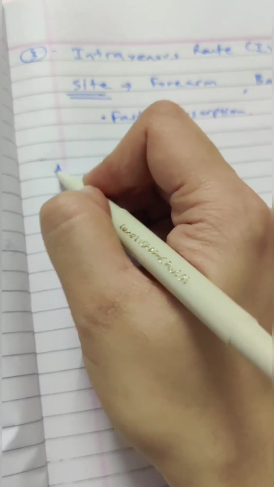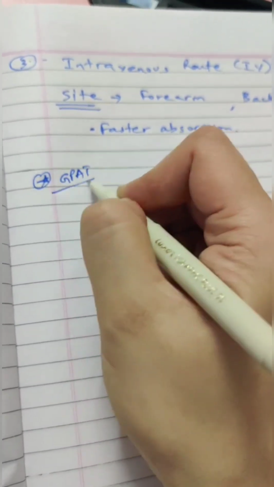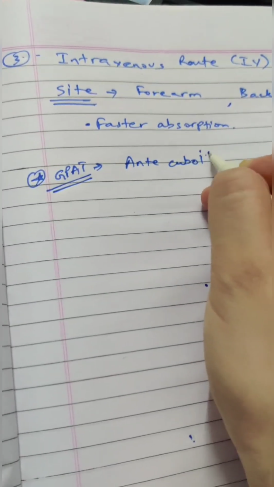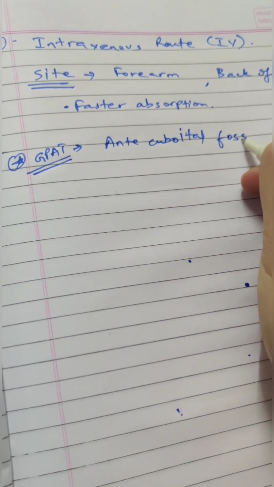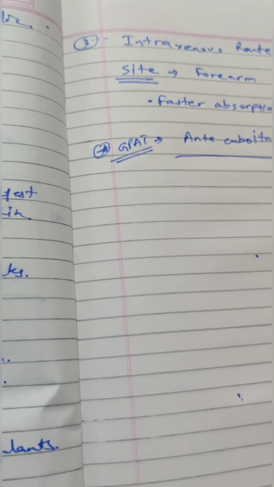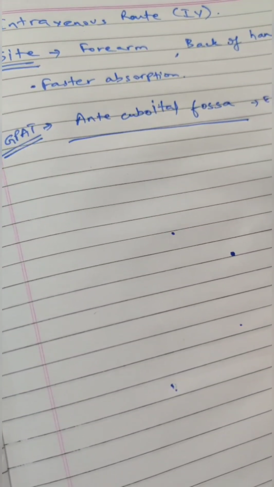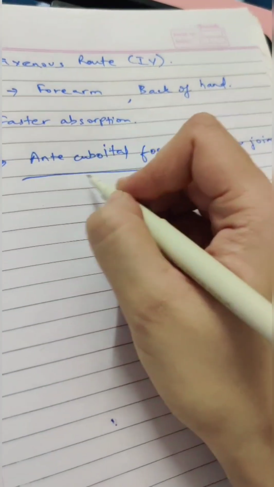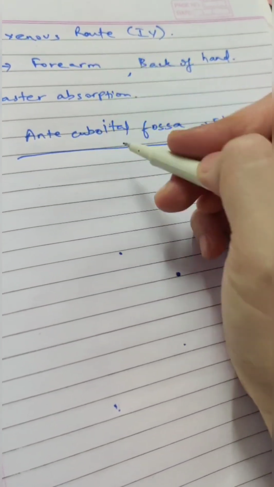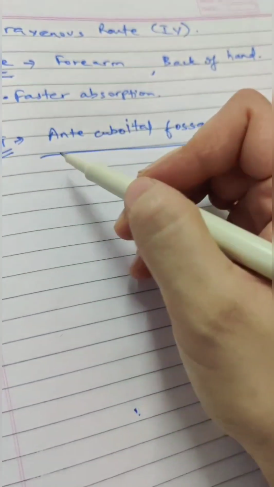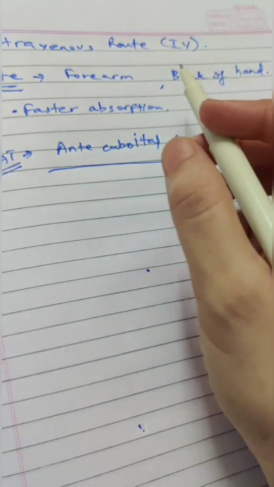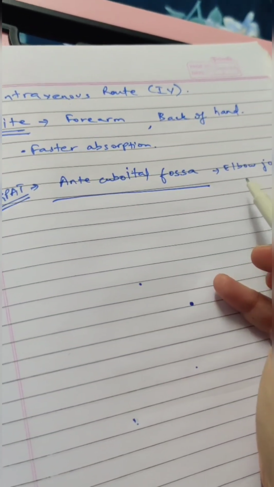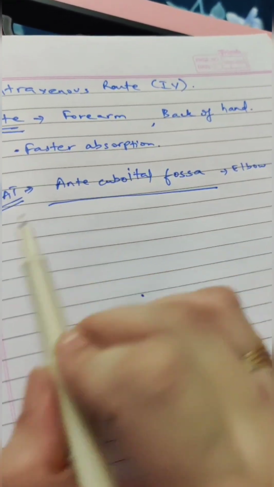Now इसका एक GPAT का क्वेश्चन फॉर्म होता है. एक इम्पॉर्टेंट साइट है antecubital fossa. बेसिकली ये इस एल्बो जॉइंट को हम antecubital fossa कहते हैं. And elbow joint को antecubital fossa we say, and this is actually the IV route. So the question that forms in the GPAT is identify the site of IV route. There will be various options and one of them would be antecubital fossa, which is basically nothing but the elbow joint. So this will be the right answer for that.